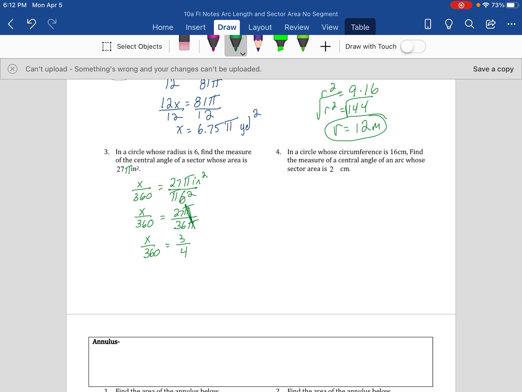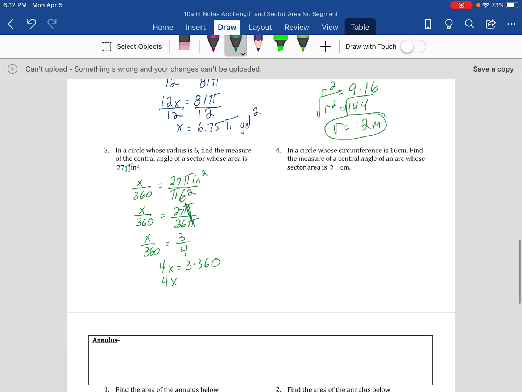And that's about how much of the circle is taken with a 27 pi. So it's going to be 4x equals 3 times 360. 4x equals 9720, or is equal to 1080. Divide by 4, and the measure of my central angle is going to be 270 degrees. And don't forget your degree symbol. Don't forget your units, especially in this unit.